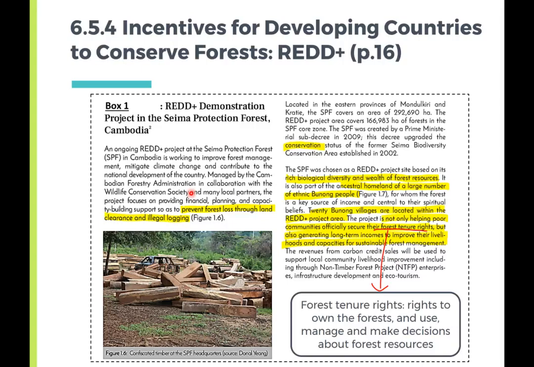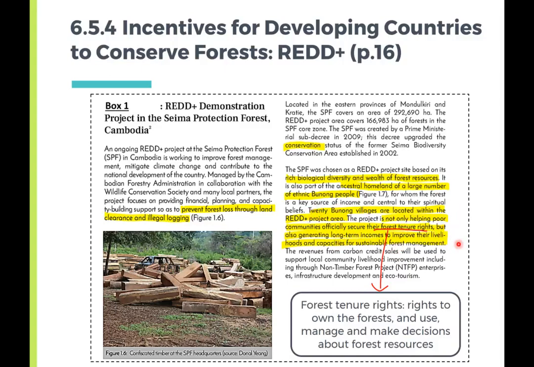Okay, so in box 1 on page 16, you see an example of a positive REDD Plus project that is done in Cambodia. In this case, this project aims to, of course, prevent deforestation, and also to conserve the biodiversity. So the area that is chosen is an area with rich biological diversity and a wealth of forest resources. Interestingly, it's also the ancestral homeland of a large number of ethnic Bunong people. So the REDD Plus project is not just about conserving the forest and the biodiversity, but also helping the local people who are living in the forest. The project is helping them to secure their forest tenure rights and also generate long-term incomes.